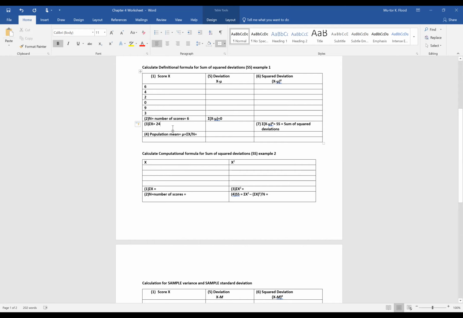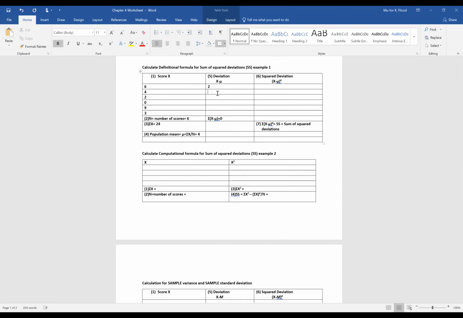And then we go to step 4 to find the mean, right? So the population mean is going to be the sum of those scores divided by the population of scores, which is 6. So 24 divided by 6 is going to give us 4. All right. So then we're going to take that mean and subtract it from each of the scores in our population. So 6 minus 4 gives us 2.